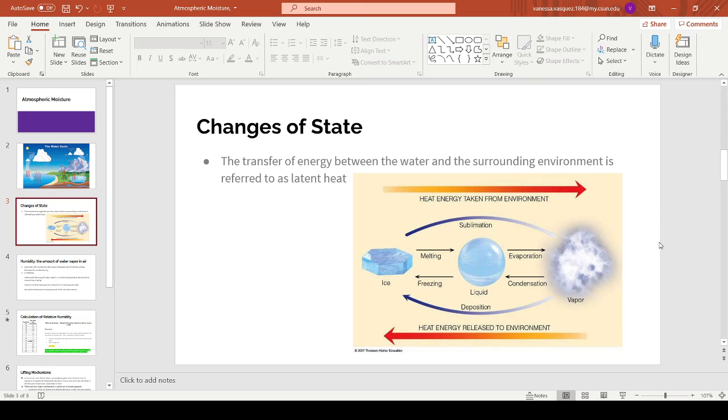And I want to give one example of latent heat energy. When you're holding a piece of ice in your hand, the ice is melting in your hand, and the reason it's melting is because it's taking the energy from your hand and absorbing the energy, causing the ice to melt. So in this case, your hand is the surrounding environment and the ice is absorbing the energy from it. So that's an example of latent heat energy.